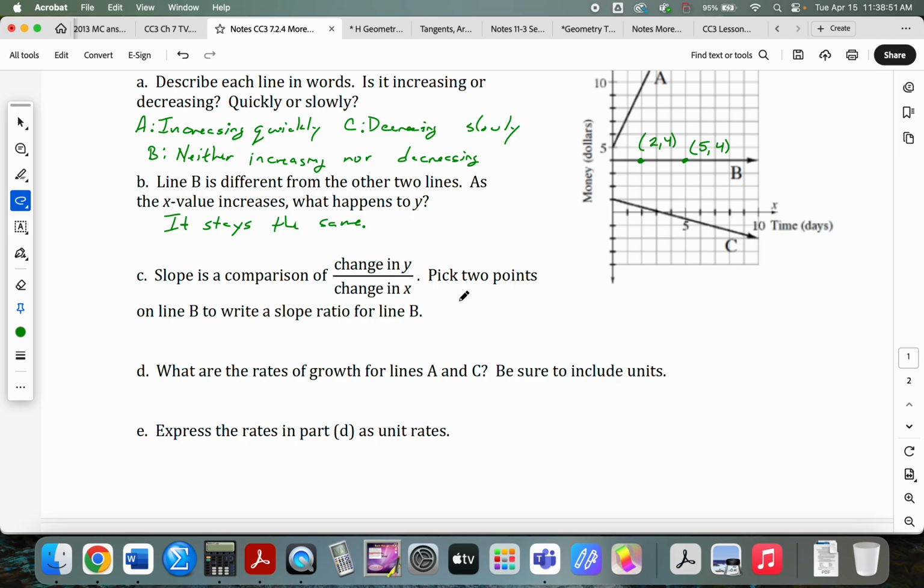What's the change in Y? From 4 to 4, how much did it change? 0. What's the change in X? 3. And what's 0 over 3? 0.